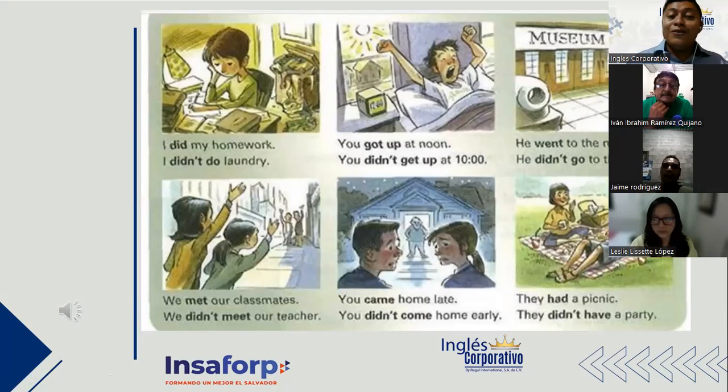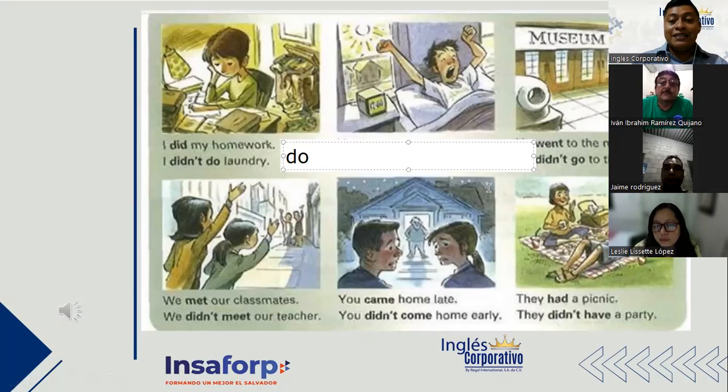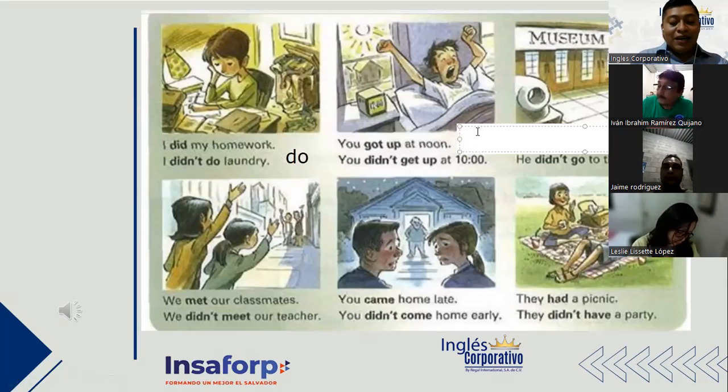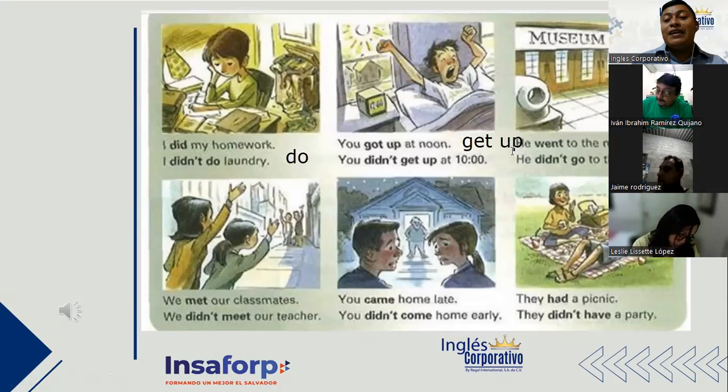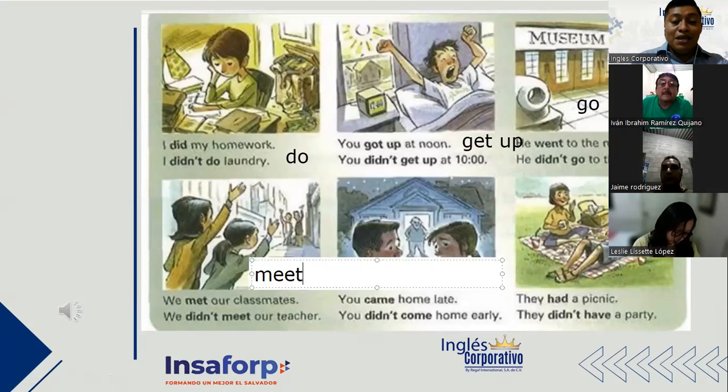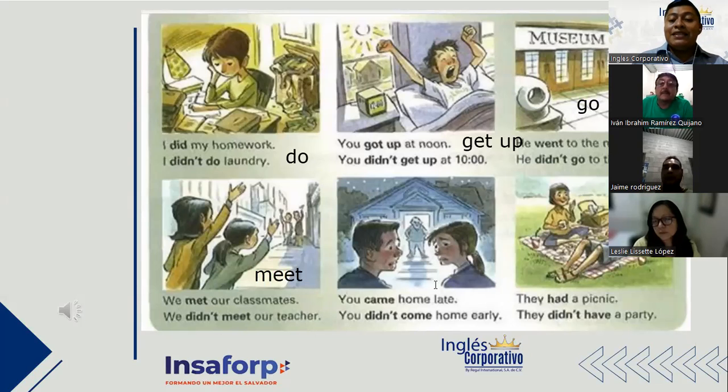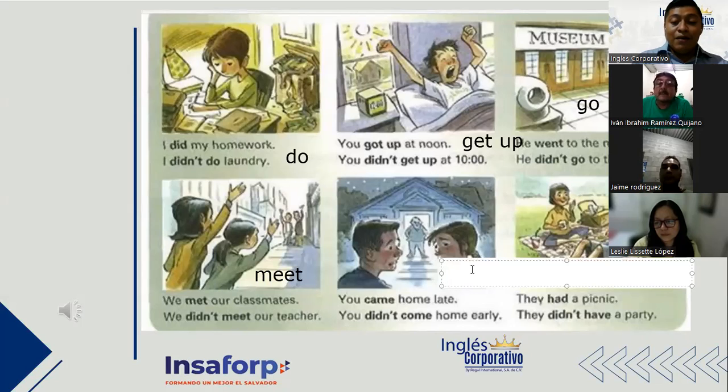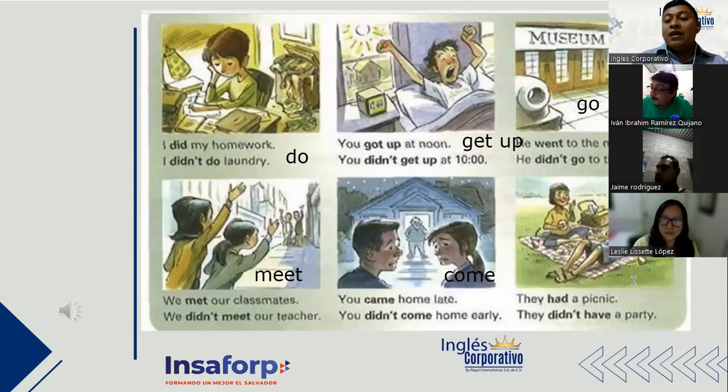Una fiesta. Now, look at this verb. Tengo do en el primer ejemplo, ¿verdad? Sería el verbo do conjugado en el pasado. Es did. Esa es su forma. El siguiente es el verbo get, get up, que significa levantarse. En el tercero tengo el verbo go, en pasado es went. En el número cuatro el verbo es meet, el pasado es met. En la siguiente imagen tengo came, el verbo es come. Y por último tengo el verbo have. En pasado es had. Como pueden observar, cada verbo tiene su propia forma en pasado.